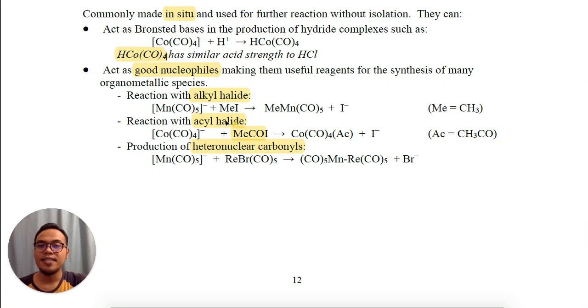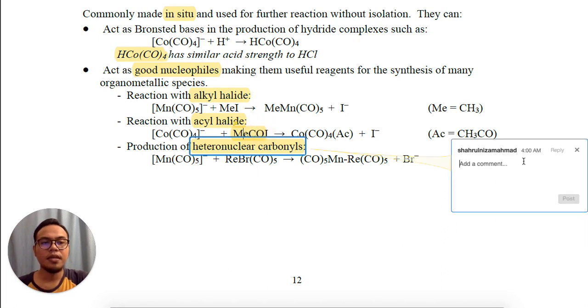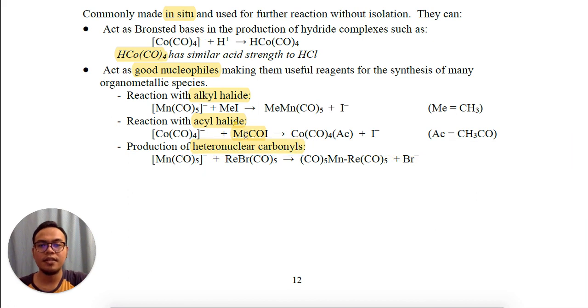So reaction with acyl halide. So please make some correction here that your alkyl halide should be acyl halide here. MeCOI, please remove this. And then I remains, but MeCO to be replaced with your Ac. So your Ac in this case is CH3CO. Okay. So when you react with this one, you're going to get another carbonyl complex. So iodide to be removed away.